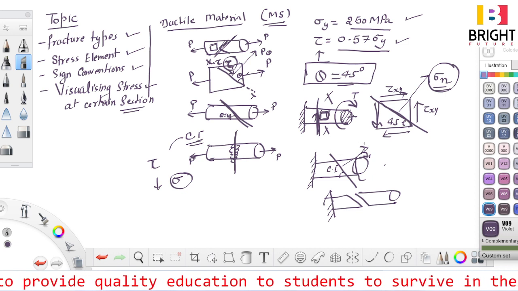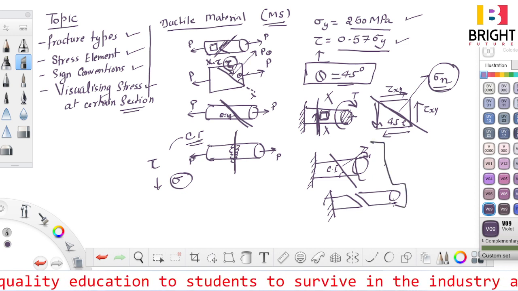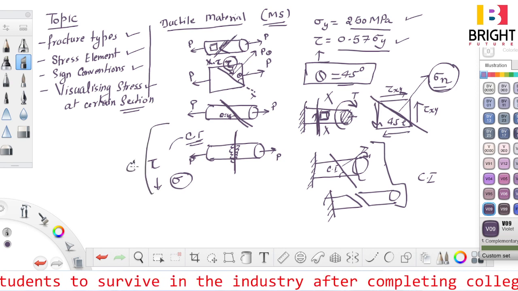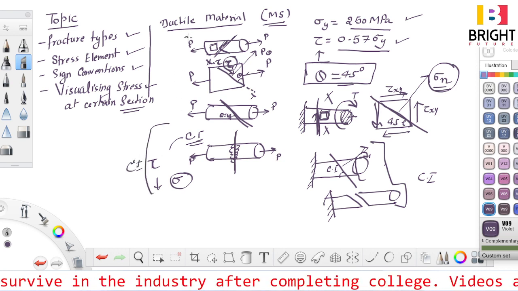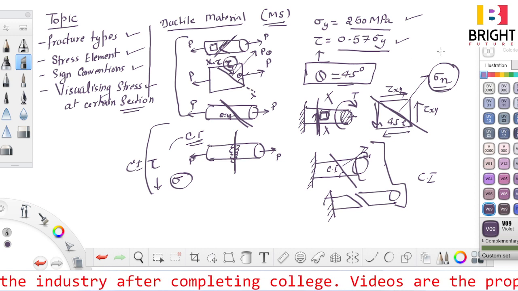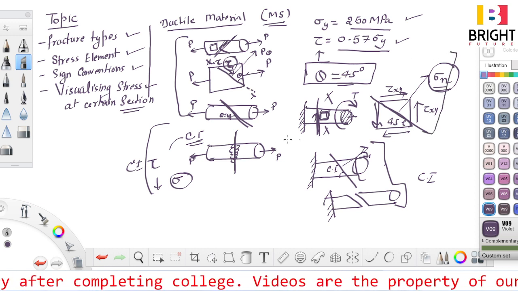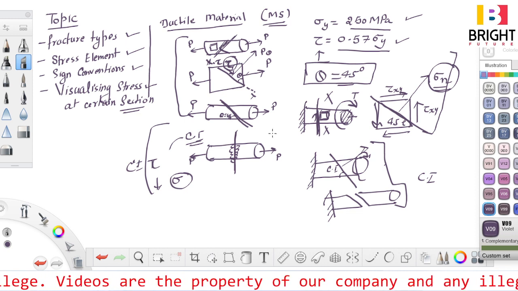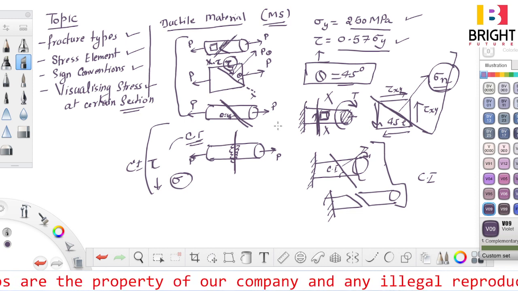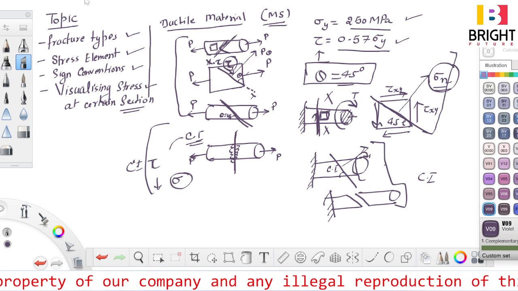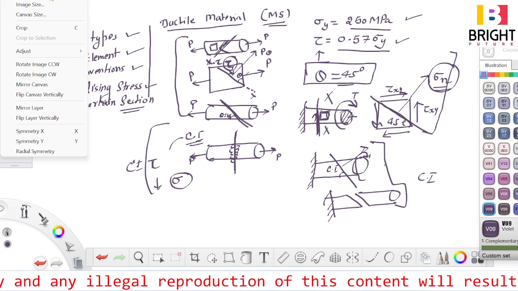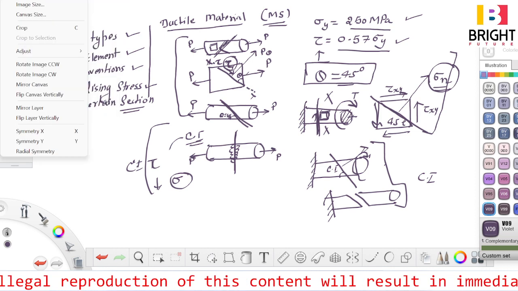Now this is an example of a brittle material, cast iron, and this is also cast iron, and this is about a ductile material, mild steel, right? So this was about the types of fracture under different kinds of loadings. So you must have understood this. I had also explained the concept of stress element. Let me draw it again.